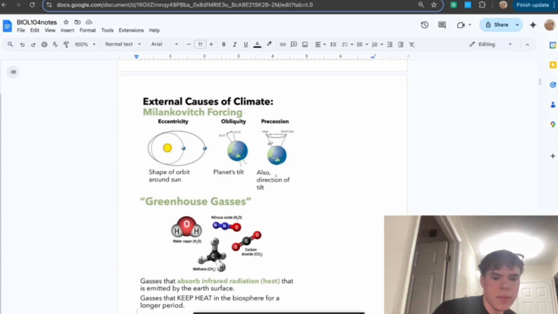Sorry. All right. So external forces of climate, we call it the Milankovitch forcing or factors, which is basically like orbit and Earth tilt. It's known as the Milankovitch factors. Whoever Milankovitch was, he must have been an important guy to have something like that named after you.